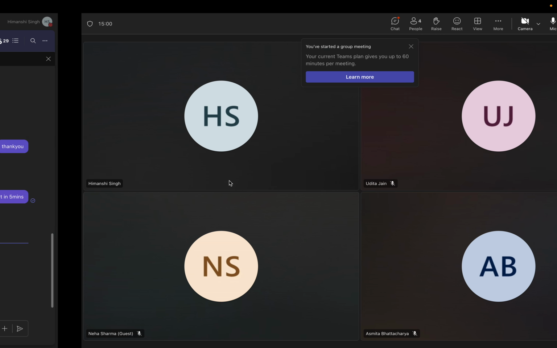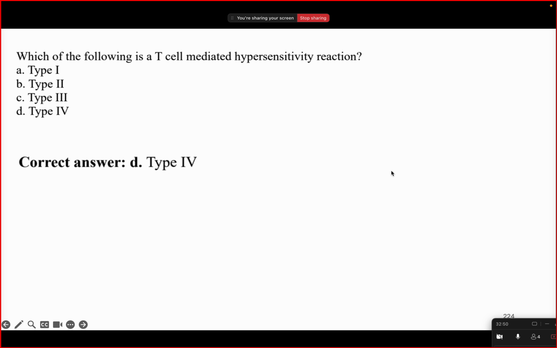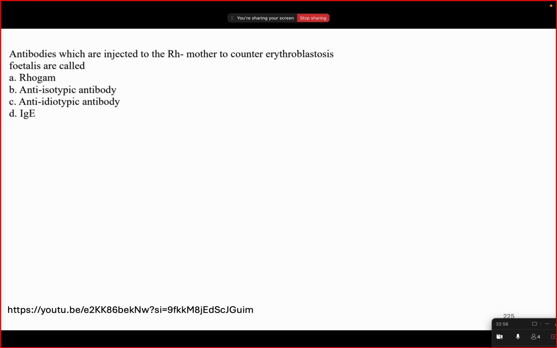The right answer is option D, that is type 4 hypersensitivity. Antibodies which are injected to the Rh negative mother to counter erythroblastosis fetalis are called Rhogam, anti-isotypic antibody, anti-idiotypic antibody, or IgE?